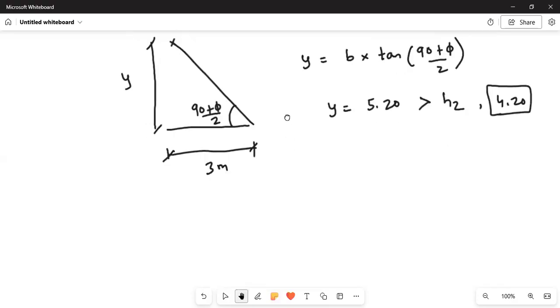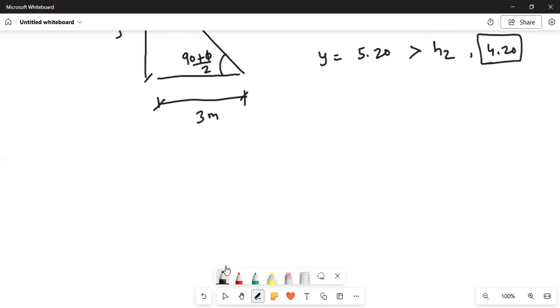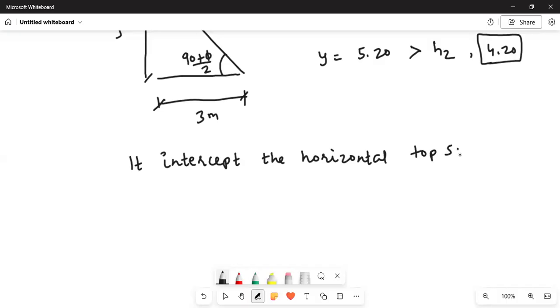You can write here: it intersects the horizontal top surface, design as bunker.